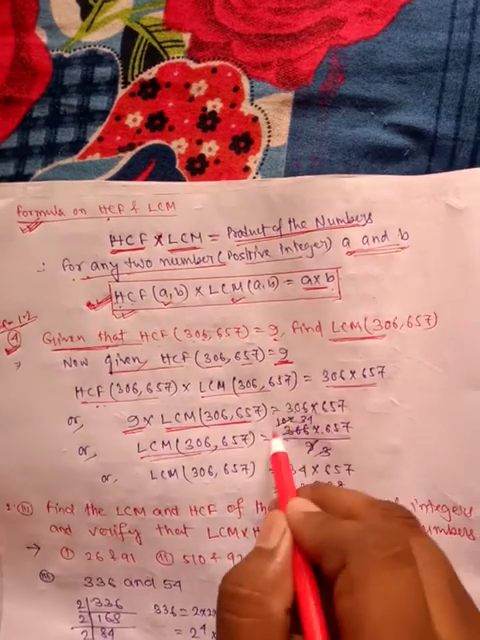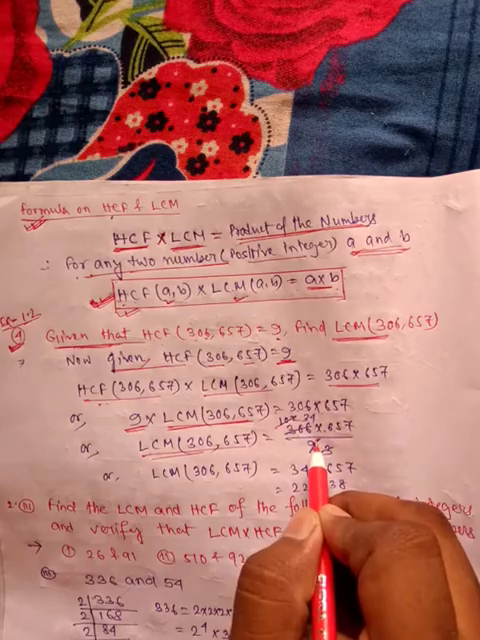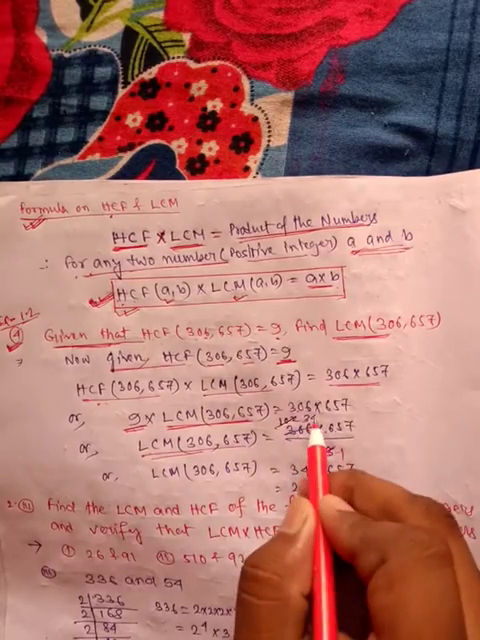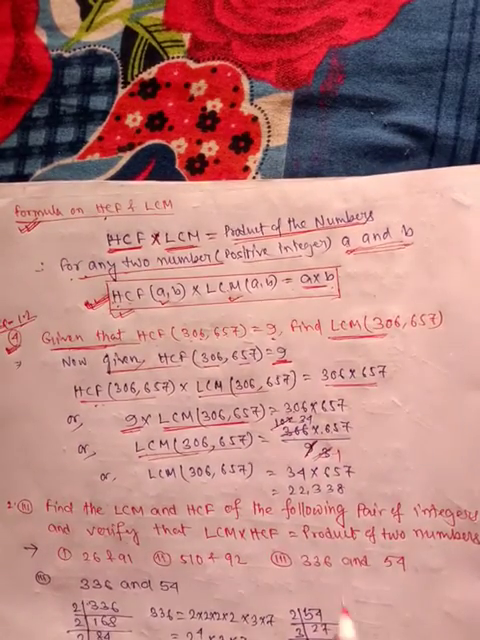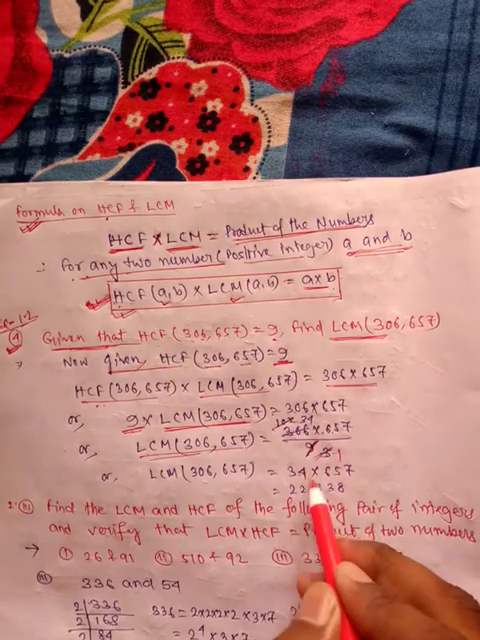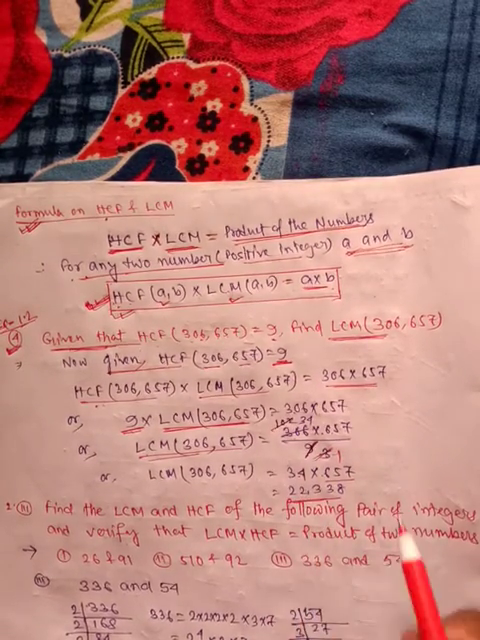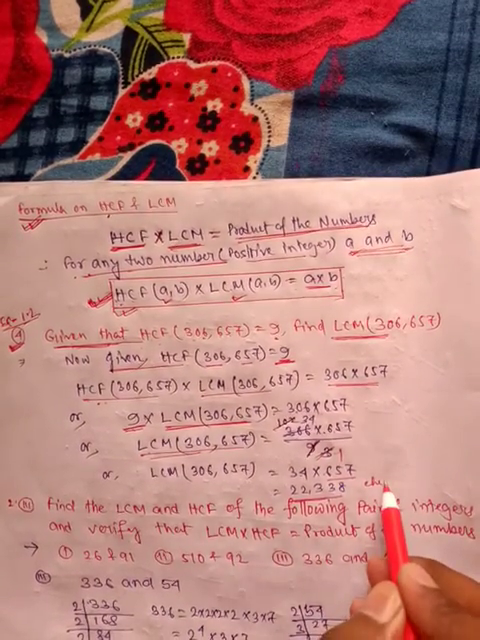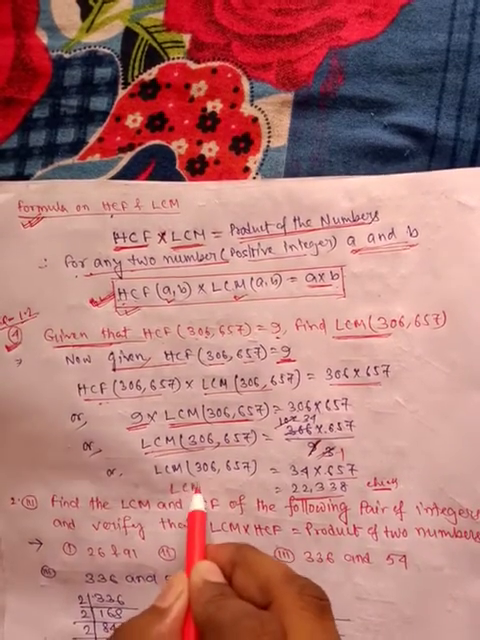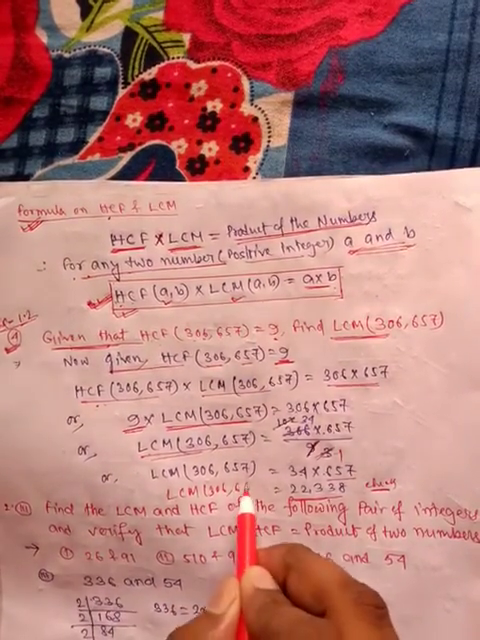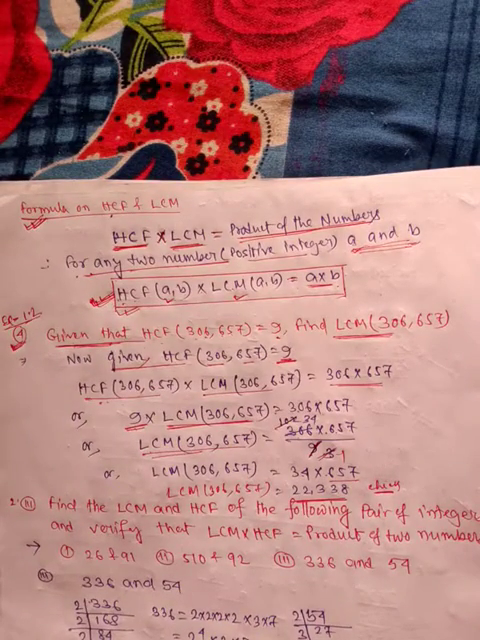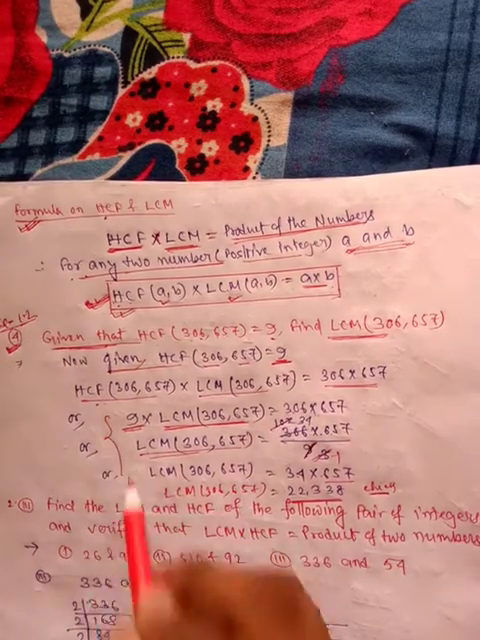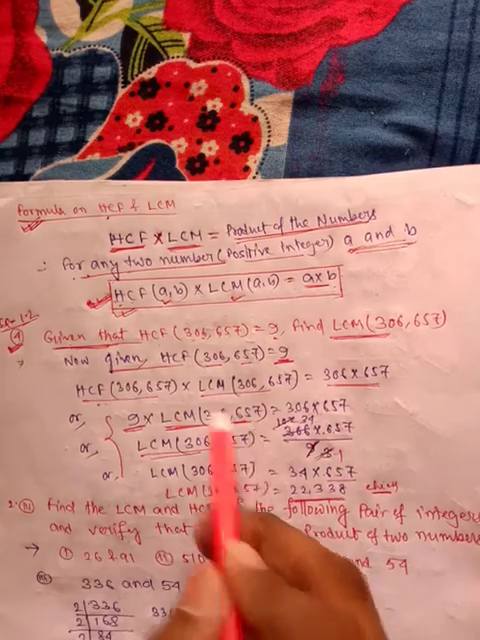If you cut 657 by 9 you get 73, and 306 by 9 gives 34, so the product is 34 into 657. That is 22,338. You have to check this once. So the LCM of 306 and 657 is 22,338. Understood? See how easy it is to find the LCM of these two numbers using this formula.